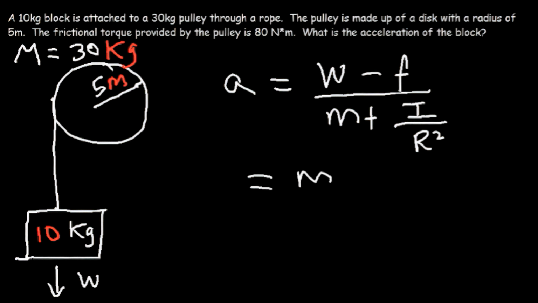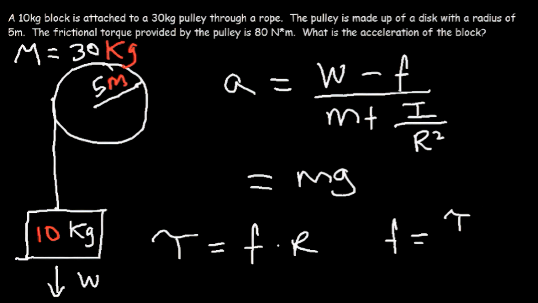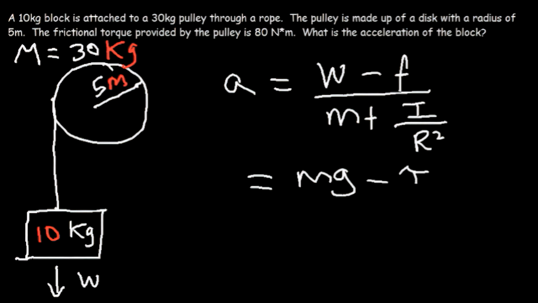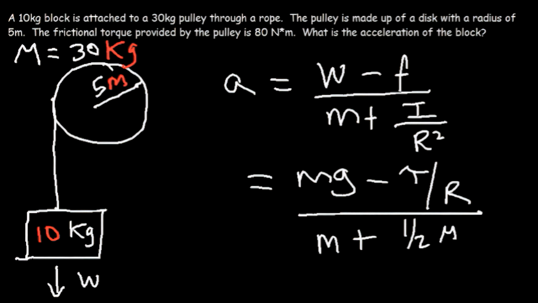The weight force is simply mg. Now, we have the frictional torque. Torque is force times the radius. So the frictional force is the torque divided by the radius. So it's T over R, or tau over R. And the inertia of the disk is 1/2 mr squared, which will be just 1/2 m.